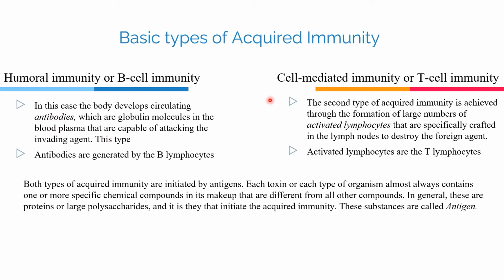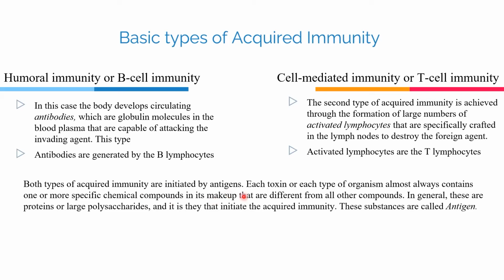Next, we have cell-mediated or T-cell immunity. The second type of acquired immunity is achieved through formation of large numbers of activated lymphocytes that are specifically crafted in the lymph nodes to destroy the foreign agents. These activated lymphocytes are the T lymphocytes, and thus this type of immunity is known as T-cell immunity. Both types of immunity are initiated by antigens.